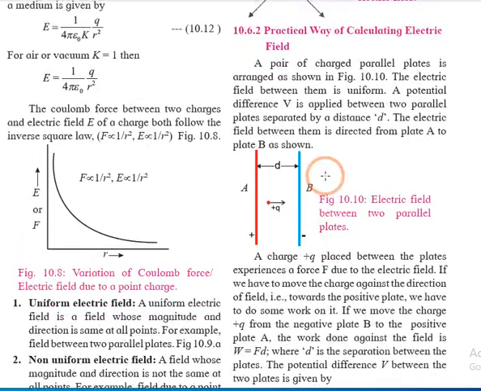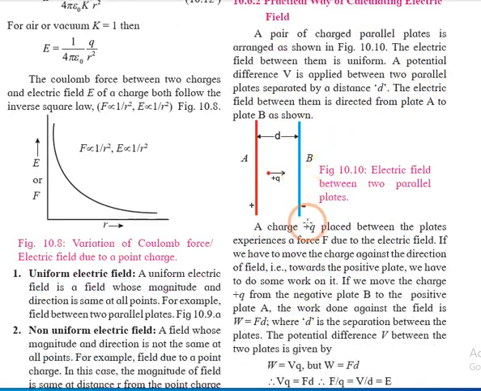I hope you're done. Now let's start with the derivation of the practical way of calculating electric field. How to calculate electric field practically? Here we are going to take a pair of charged parallel plates. Electric field between them we are going to consider as uniform. Potential difference we have considered as V. They are separated by distance D. Electric field between them is directed from A to B.